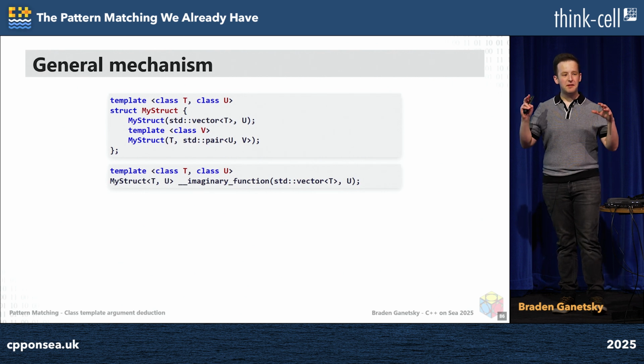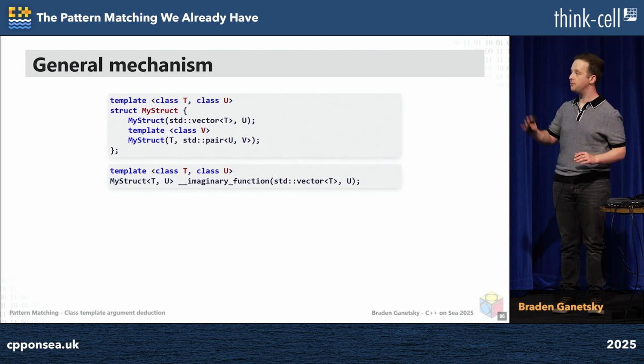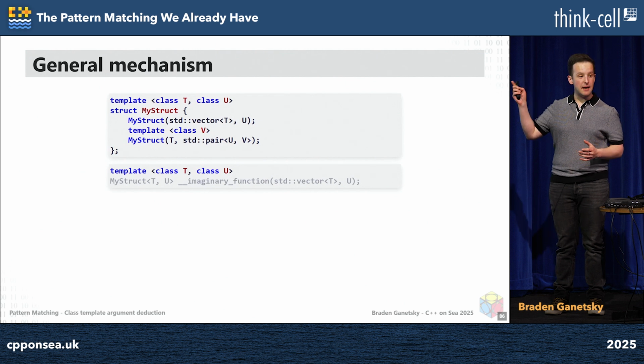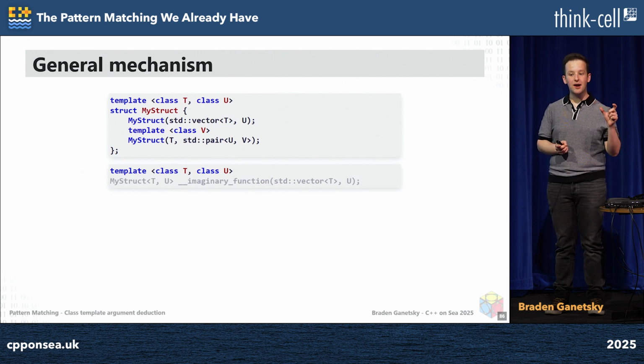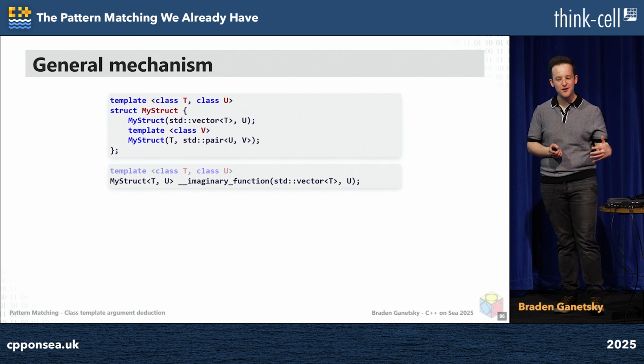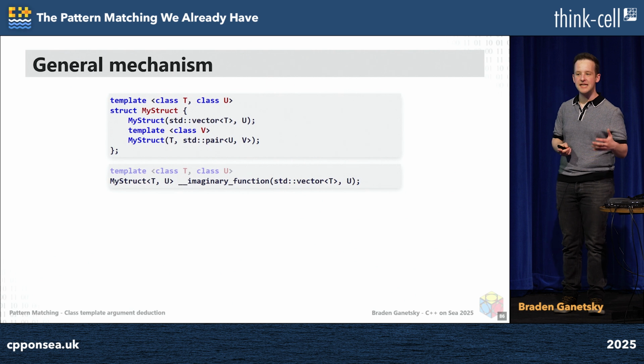Now, this is my guide. This is my imaginary function. I'm reusing the same syntax I used before of the imaginary functions. These do not exist. Don't write this code. But you can imagine this code. So I have this imaginary function here. This one corresponds to the first constructor, the non-template constructor. So it has the same template head as the struct template itself. And the return type of this imaginary function is MyStruct of T, comma, U, the thing that we would get if this deduction is chosen. And the arguments that it takes are the same as the constructor.